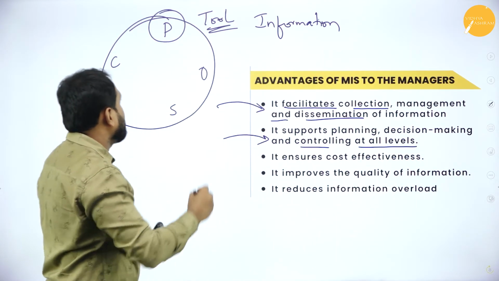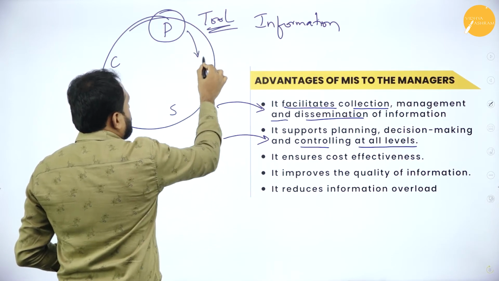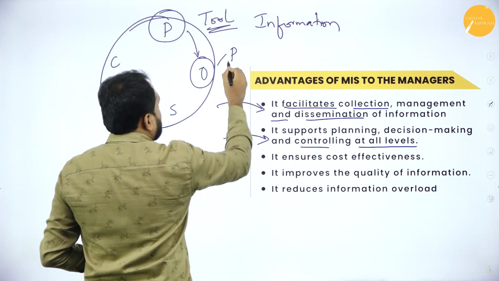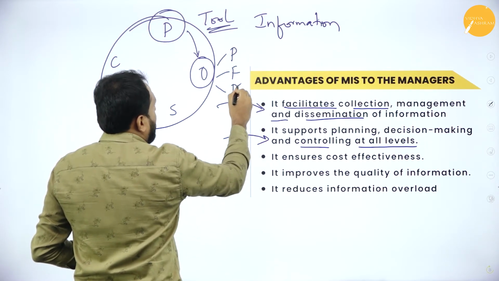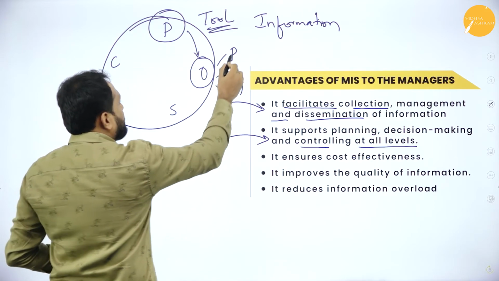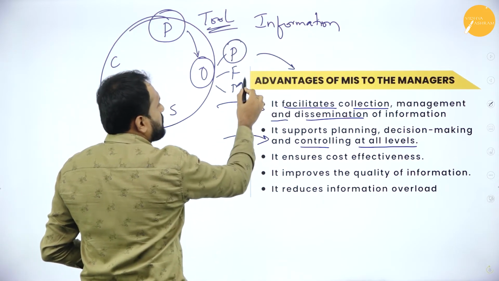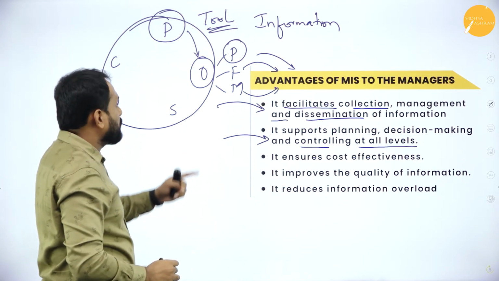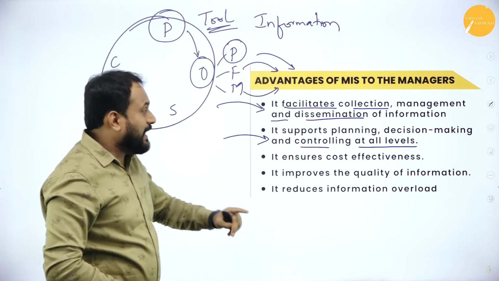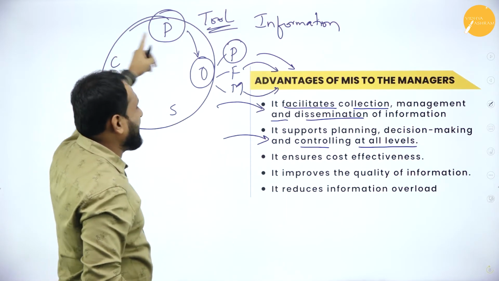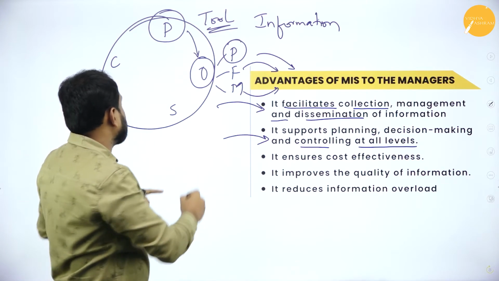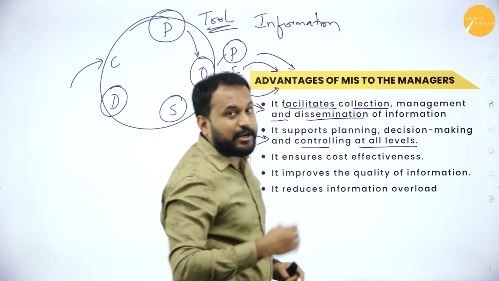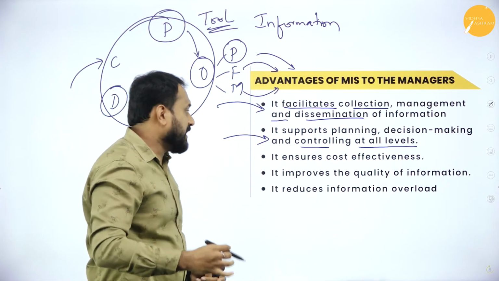Here planning is done, then you go with organizing. When you are organizing, you are bringing together physical, financial and manpower resources. For physical resources, MIS is used. For finance, MIS is used. For manpower also, MIS is used. So everywhere MIS is used, and it controls everything. Wherever staffing or directing is involved, everything is controlled by MIS, because MIS is very important.